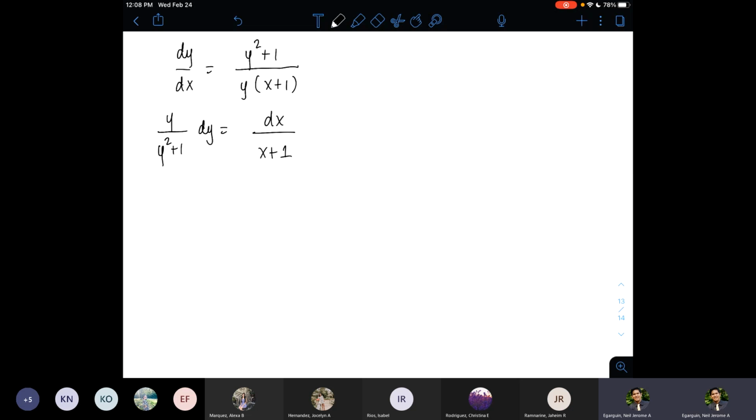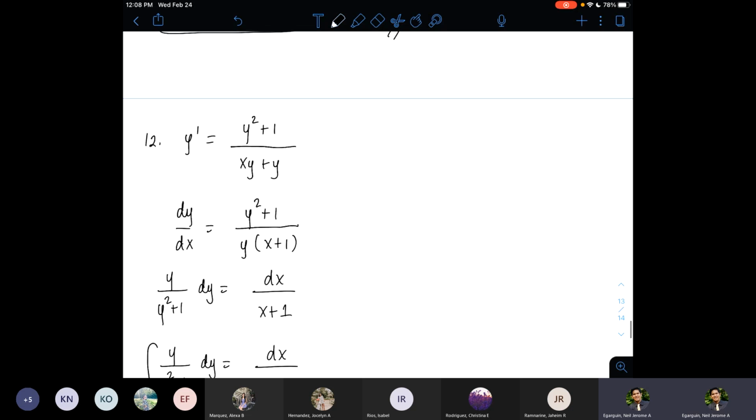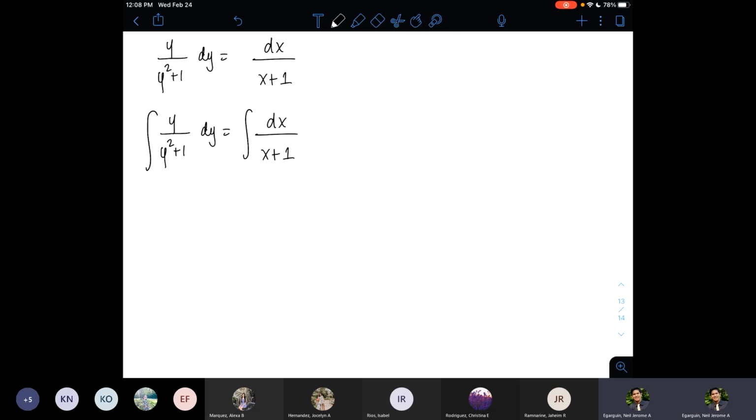Good. And then since we are done separating the variables, we can integrate both sides of our equation. But in integrating, I think I need to use u substitution on both sides. So let me do that here on the side. For the left-hand side, I will let u be equal to y squared plus 1. That gives me du equals 2y dy. Or equivalently, du over 2 is the replacement for y dy.